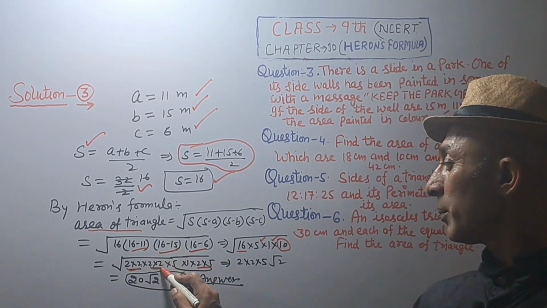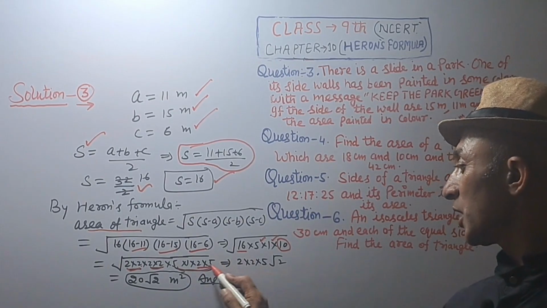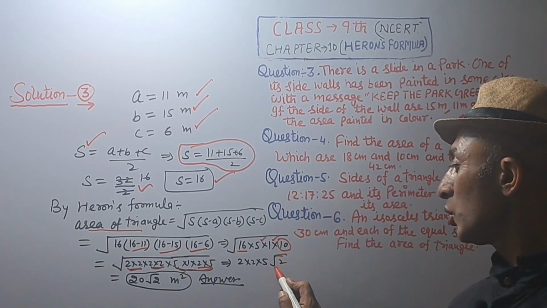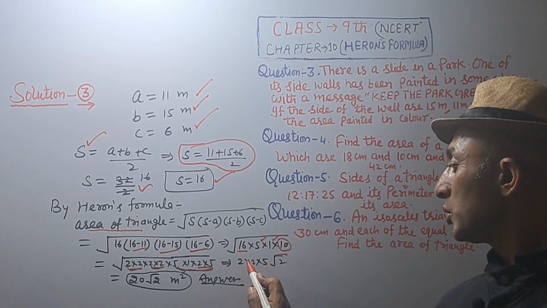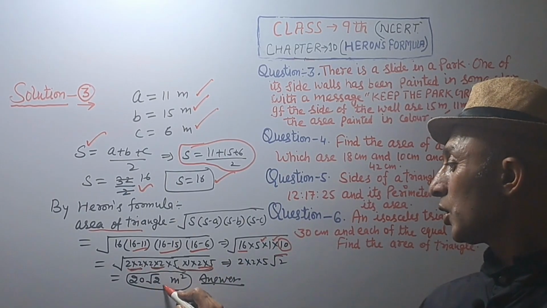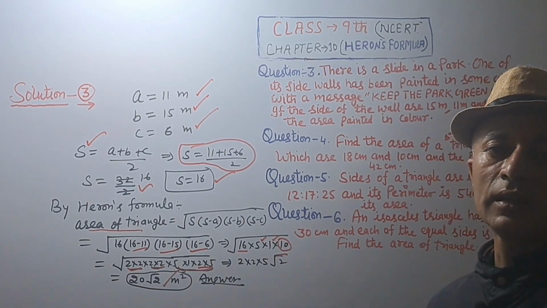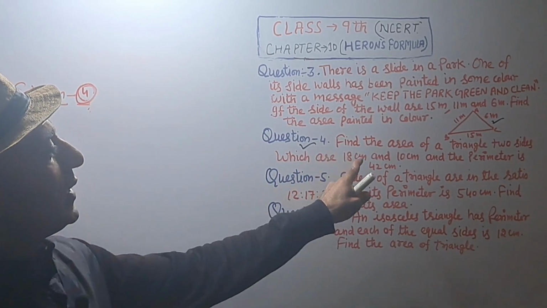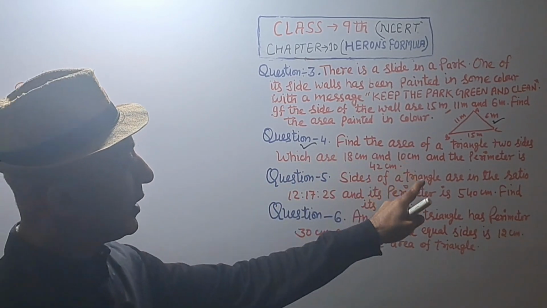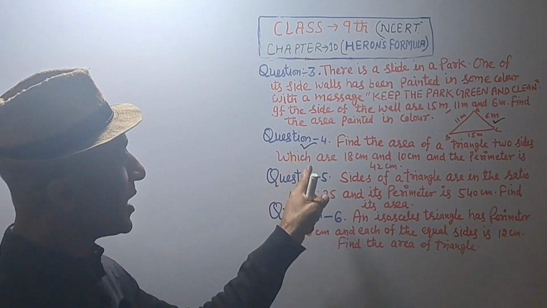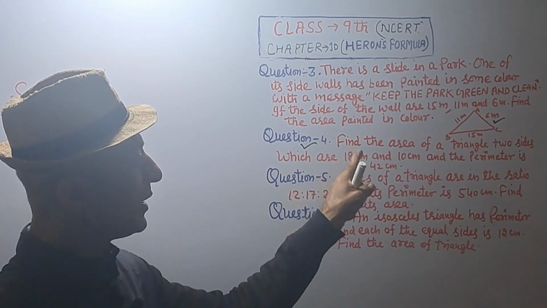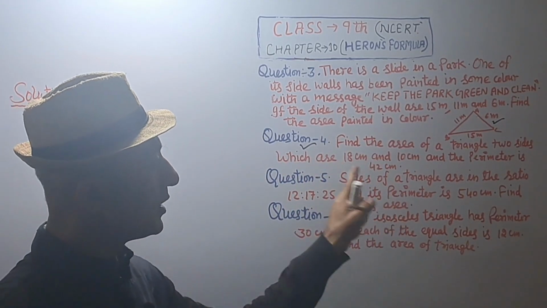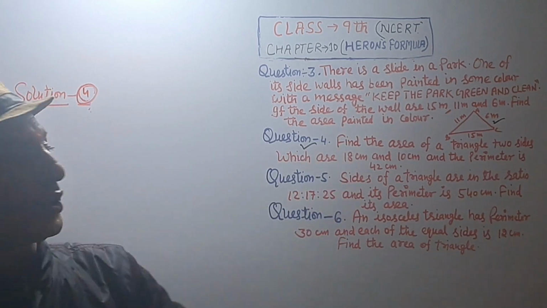1 pair of 2, 1 pair of 2 and 1 pair of 5 is taken common and in bracket under root 2. 5 2s are 10, 10 2s are 20 root 2 meter square. Answer. Question number 4. Find the area of a triangle with two sides which are 18 centimeter and 10 centimeter and the perimeter is equal to 42.